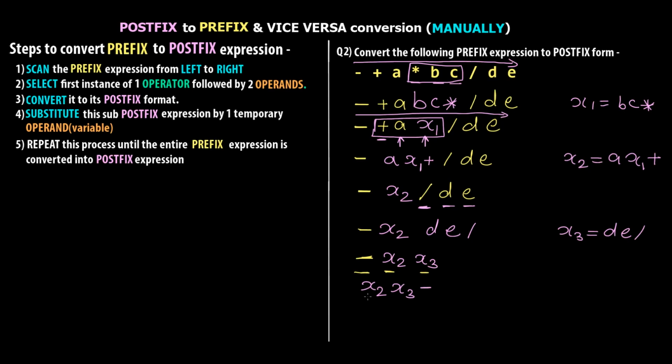So we've got our final answer. We simply have to resubstitute the temporary variable values. So x2 is A x1 plus, x3 is DE divide by, and then x1's value is BC star. So I'm gonna write A BC star plus DE divide by.